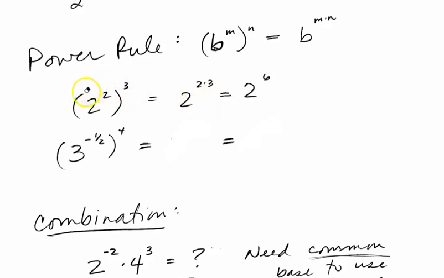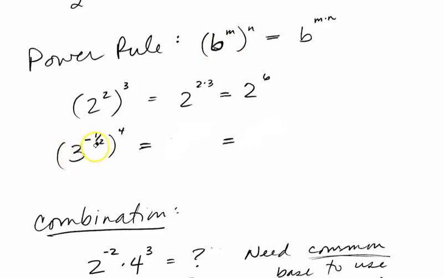So if we go back and kind of deconstruct this, it'd be 2 squared to the third power. So we would have 3 of these multiplied together. So it'd be 2 times 2 times 2 times 2 times 2 times 2, giving us 2 to the 6th. So that's how the power rule works. When we're raising an exponential term to another exponent.